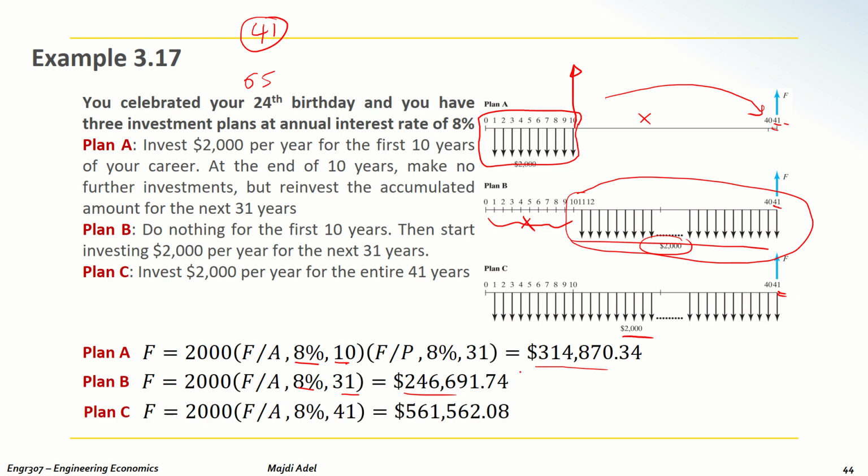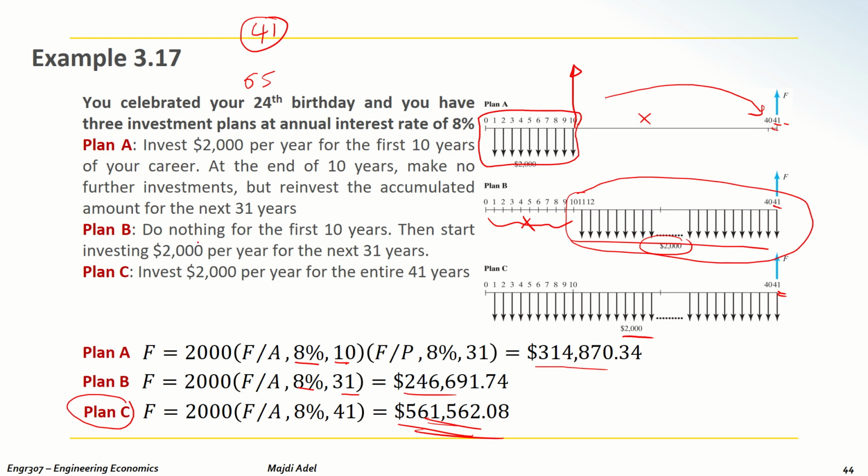The answer is going to be $561,562. So which plan is better? Obviously plan C is the best choice. I'm going to have more money at the end of year 41.